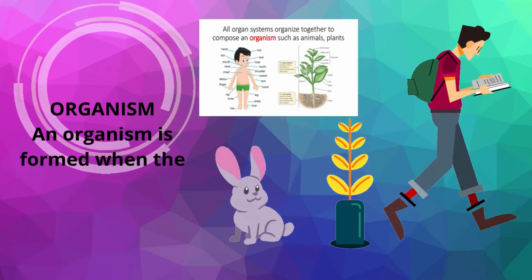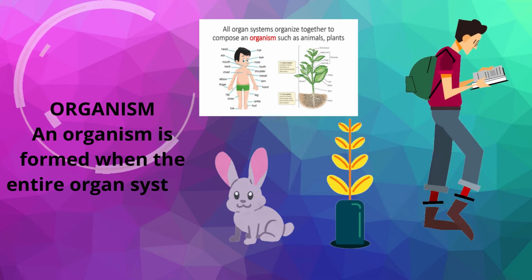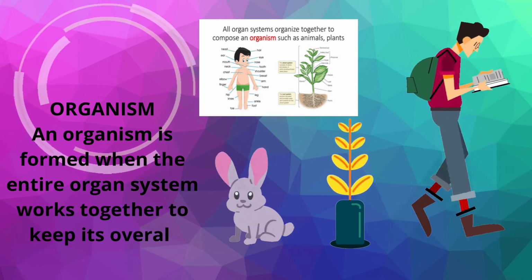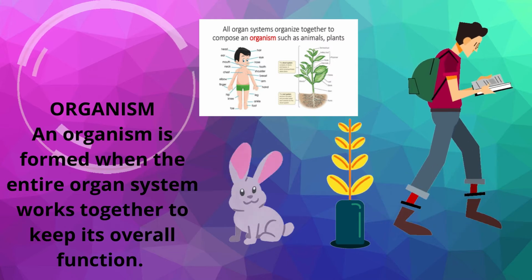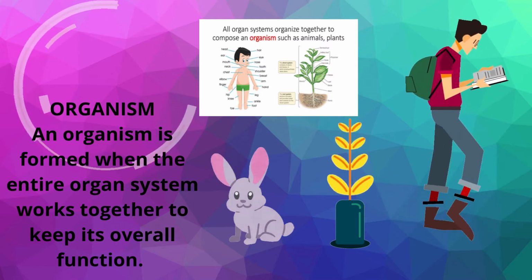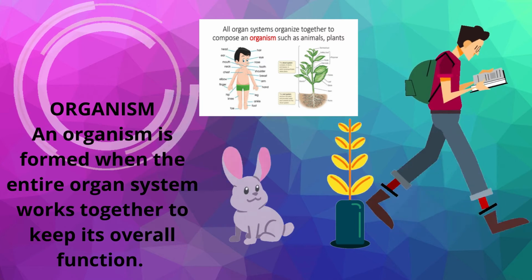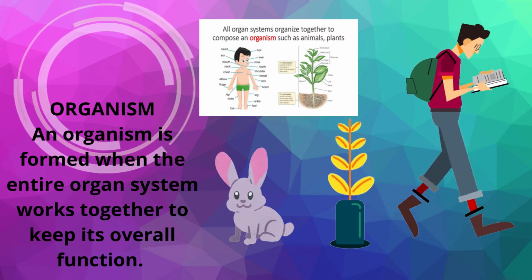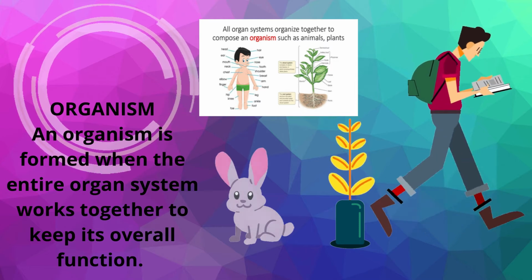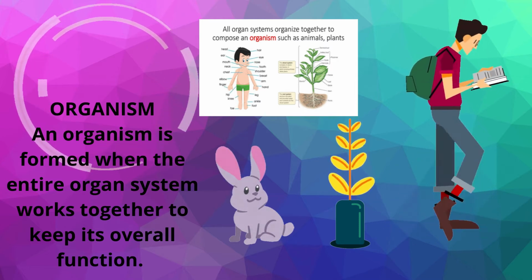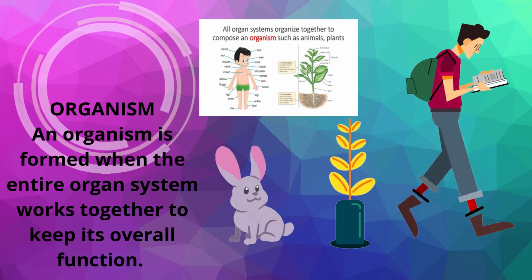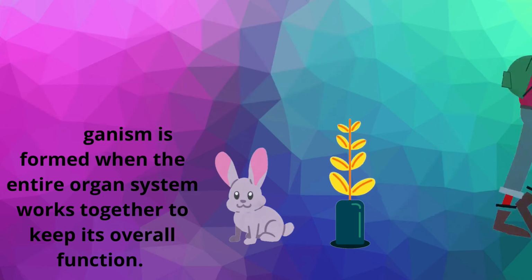Next level is the organism. An organism is formed when the entire organ system works together to keep its overall function. An organism could be an individual, animal, a plant, or any living thing. The human being is an example of an organism which is composed of different systems like the respiratory, nervous system, digestive system, and etc.